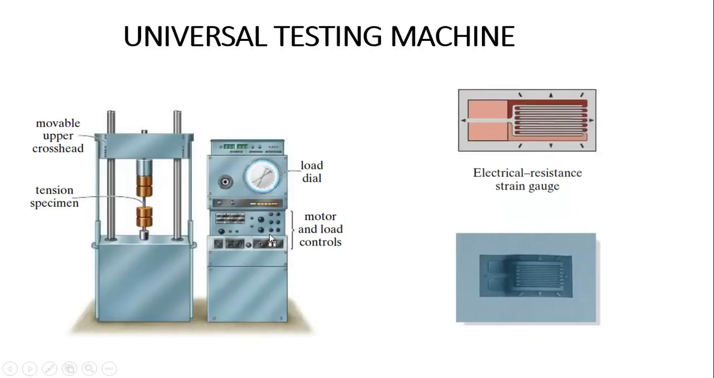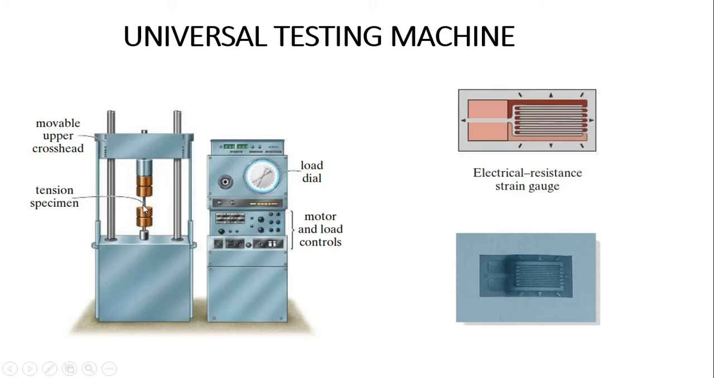So what machine are we using for testing tension? We are using the universal testing machine, UTM. In our college also, it will be there in the mechanical lab. So, what are the parts of UTM? There will be a lower crosshead and an upper crosshead. This golden color, what you can see, those are jigs. Jigs are for fixing the specimen.